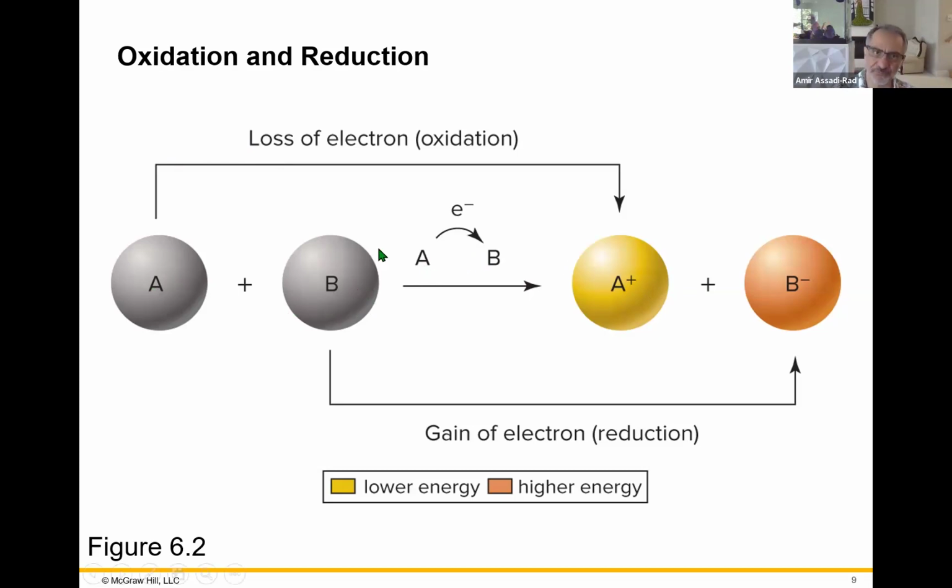Then let's see the terms. So sodium loses an electron. The process is called oxidation. Look. Chlorine gains electrons. The process is called reduction. Now, this molecule has high energy. This molecule has low energy.